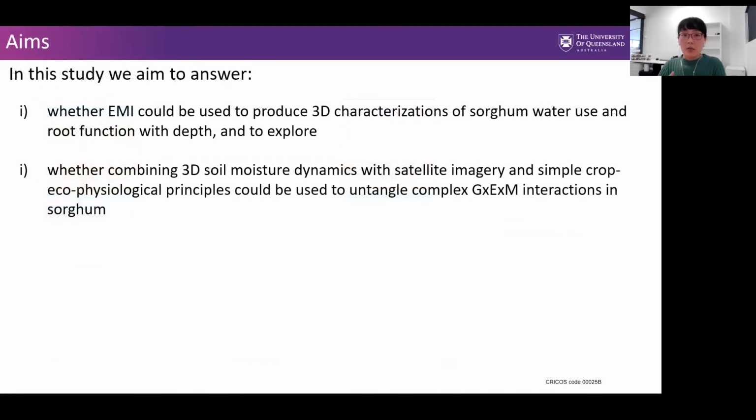In this study, we aim to answer if EM could be used to produce 3D characterizations of sorghum water use and root function with depth, and also to explore if combining the 3D soil moisture dynamics with satellite imagery and simple crop ecophysiological principles could be used to disentangle the complex G by E by M interactions in sorghum.